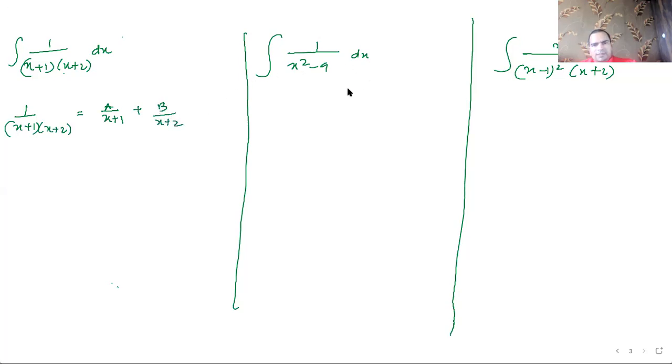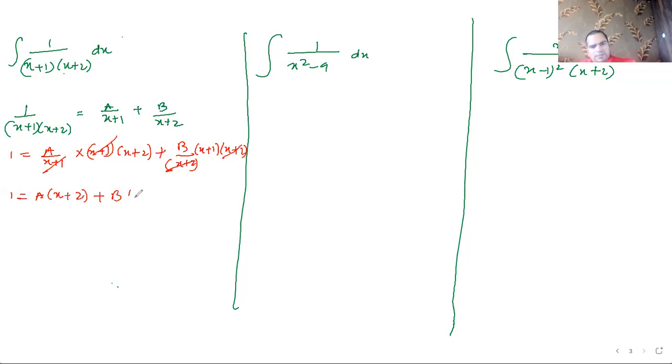Now to evaluate after this, you cross multiply by (x plus 1)(x plus 2) on the other side. So it'll be 1 equals a over (x plus 1) times (x plus 1)(x plus 2) plus b over (x plus 2) multiplied with (x plus 1)(x plus 2). As a result, x plus 1 gets cancelled here, and x plus 2 gets cancelled here. So what we get is a times (x plus 2) plus b times (x plus 1).